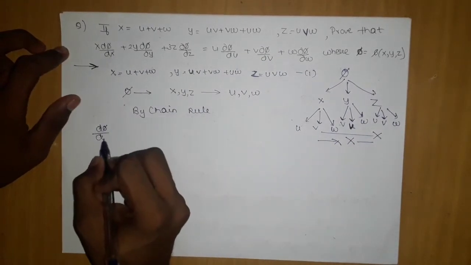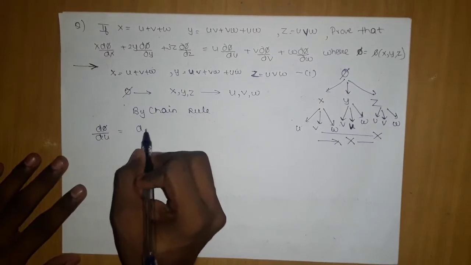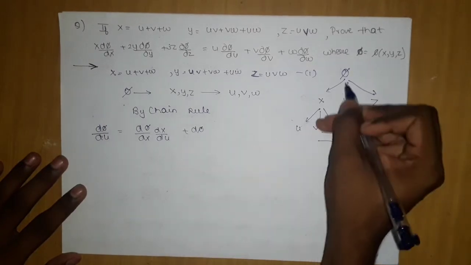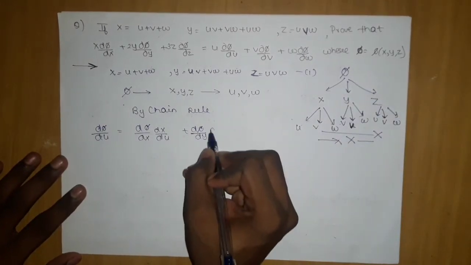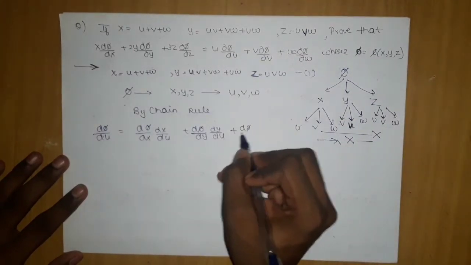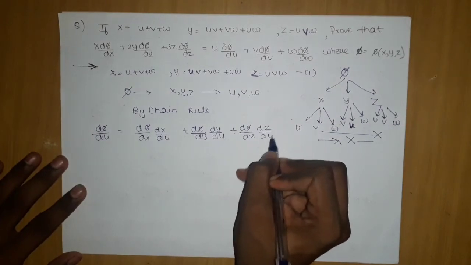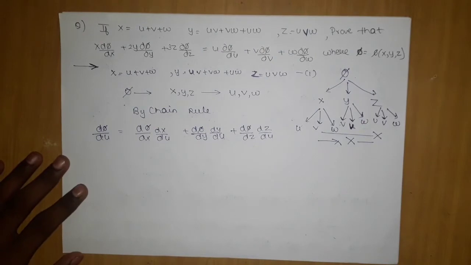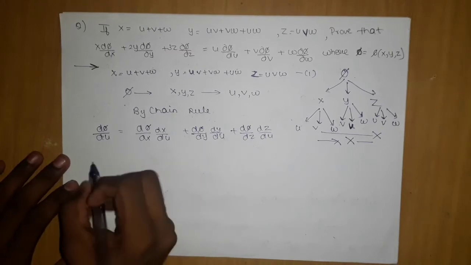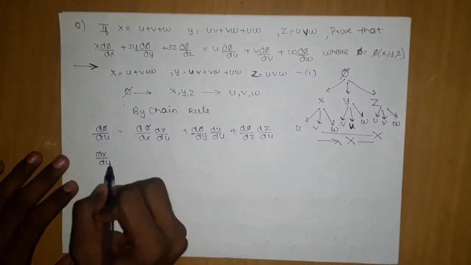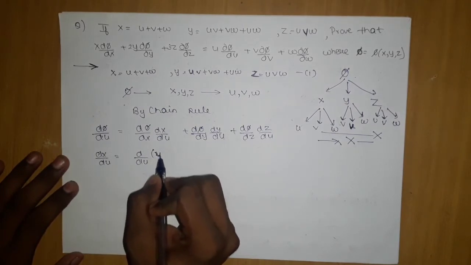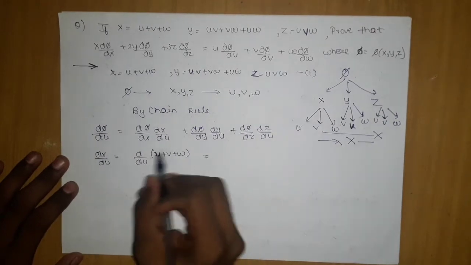So ∂φ/∂u will be what? ∂φ/∂x into ∂x/∂u plus ∂φ/∂y into ∂y/∂u, I follow this path, plus ∂φ/∂z into ∂z/∂u, I again followed this path. Now what we can do here is find separately ∂x/∂u. So ∂x/∂u will be ∂/∂u of u plus v plus w, which if you differentiate is nothing but 1.